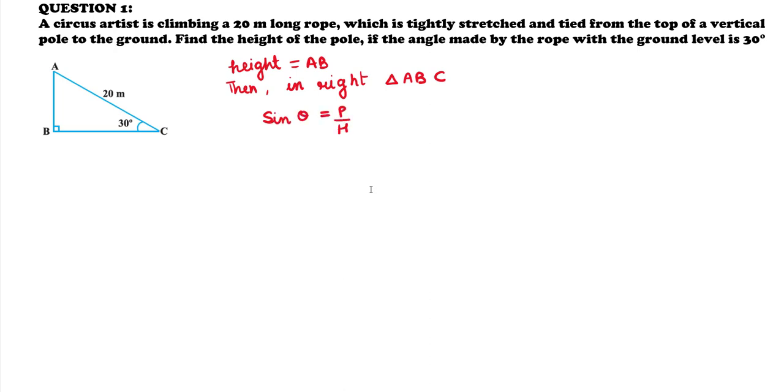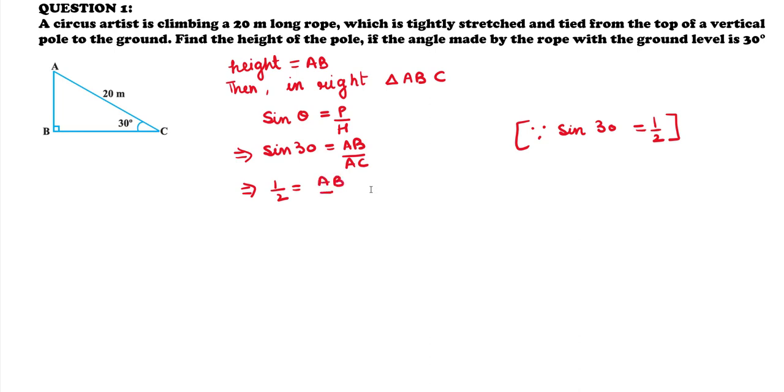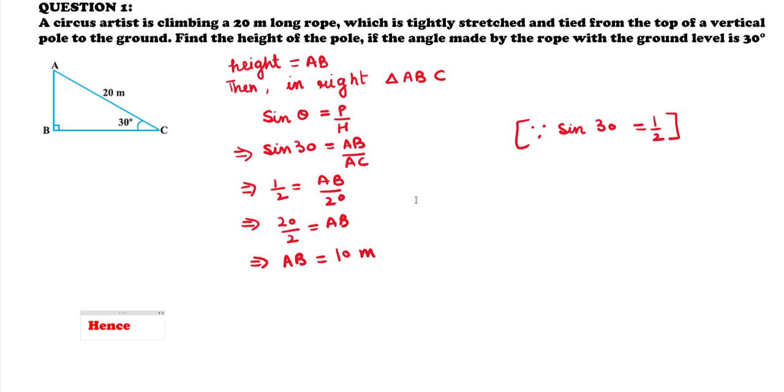So sine 30 is equal to AB upon AC. And we know the value of sine 30 is half, that is 1 by 2. So that implies 1 by 2 is equal to AB upon 20. That implies 20 upon 2 is equal to AB. That implies AB is equal to 10 meters. Hence, the height of the pole is 10 meters.